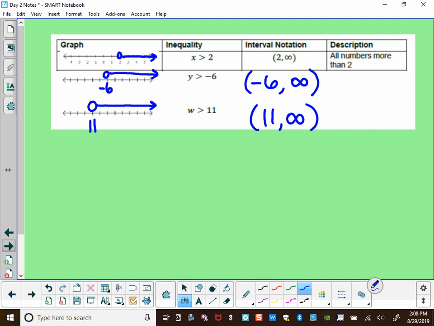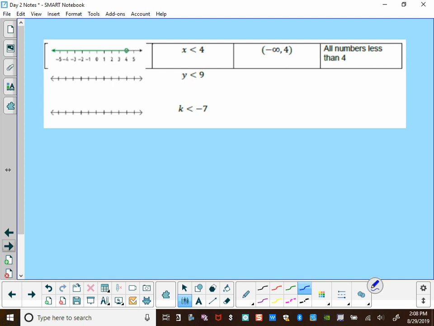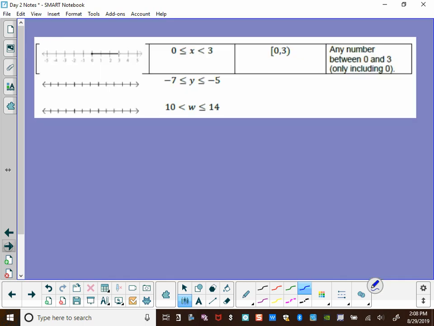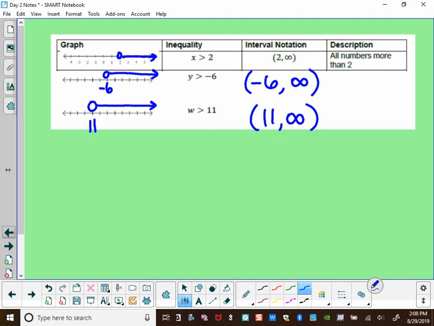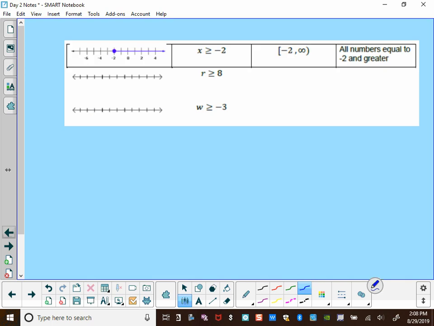All right, I want you guys to finish this page. Here's your example. I want you guys to finish this, and then we'll check in and move on. Take like 3 minutes. All you're filling out is the graph and the interval notation. And I'm actually going to do the first one with you, so you can see an example of that.